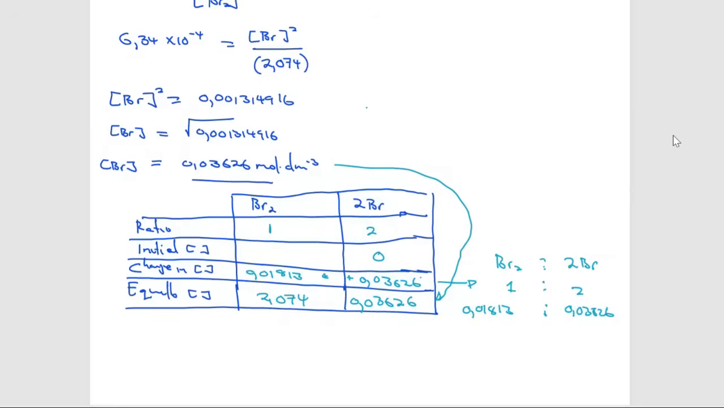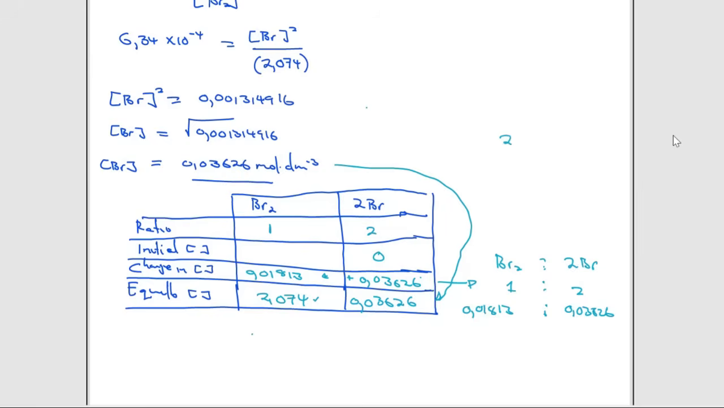so what we're going to do here is add these two. To get this total, we're going to add these two. Therefore, I'm going to say 2.074, then we're going to add that value of 0.01813. If we were to do our math there, we're going to get a value of 2.09.